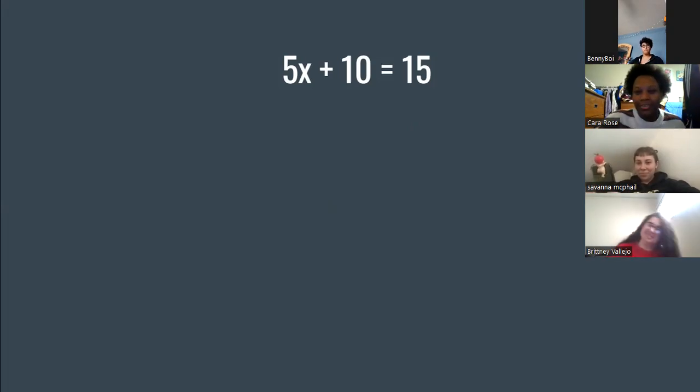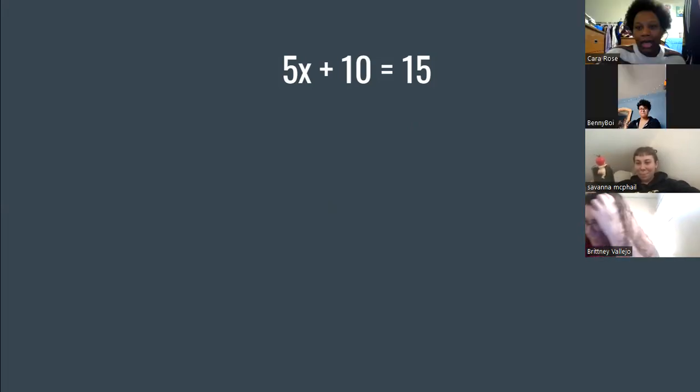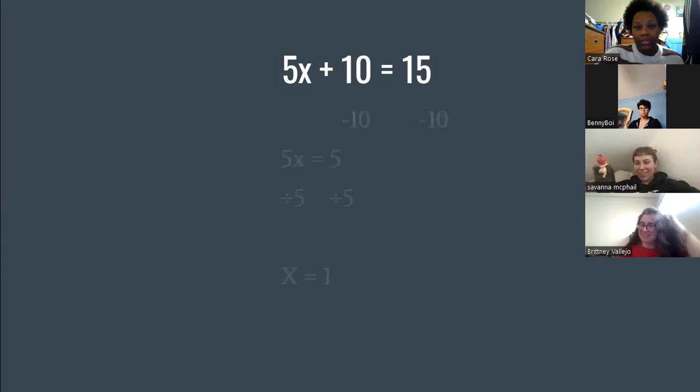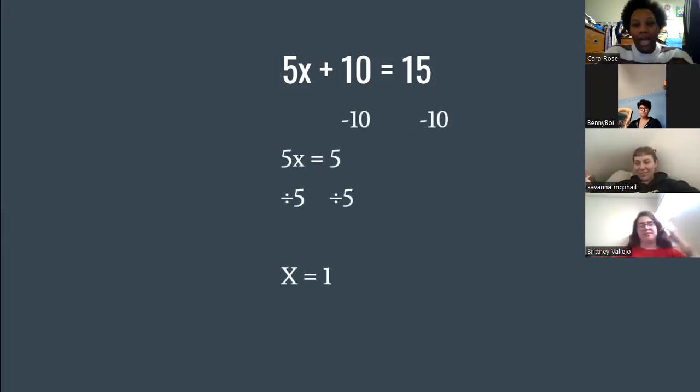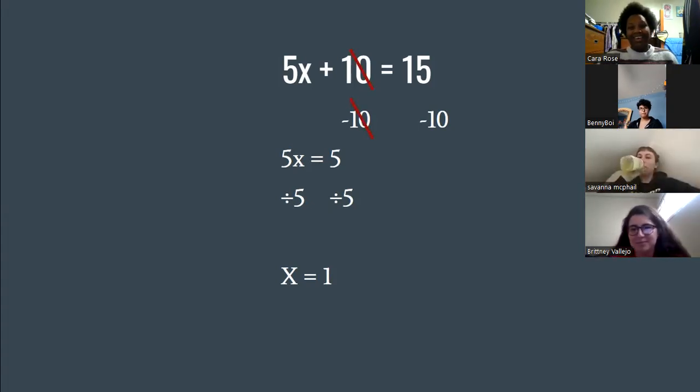Yes, good job. So I'll show you how I would have gotten to that solution. First, I would have moved 10 to the right side of the equation by minusing 10 on both sides. That would subsequently remove 10 from the left side of the equation and leave us with 15 minus 10, which equals 5. That would give us the new equation of 5x equals 5.